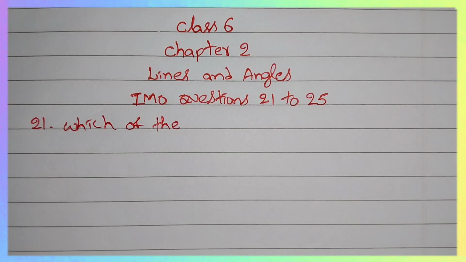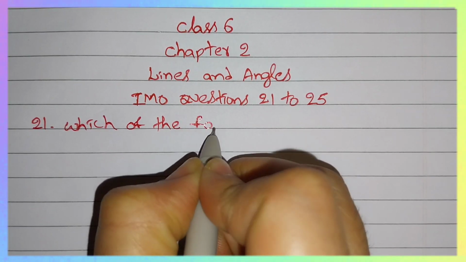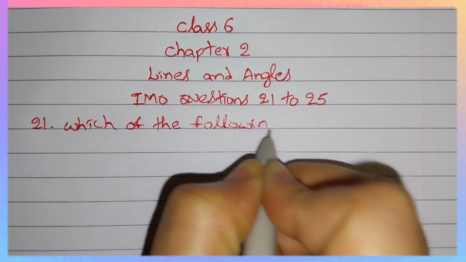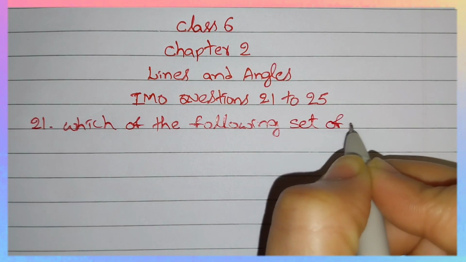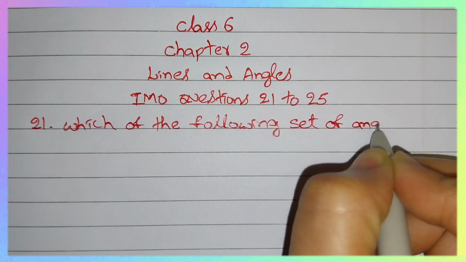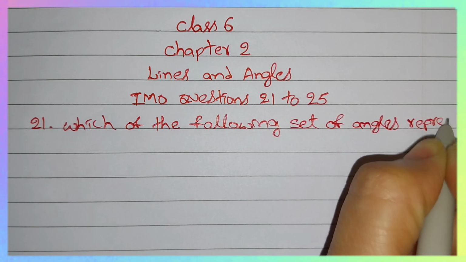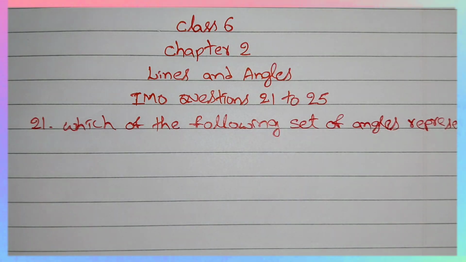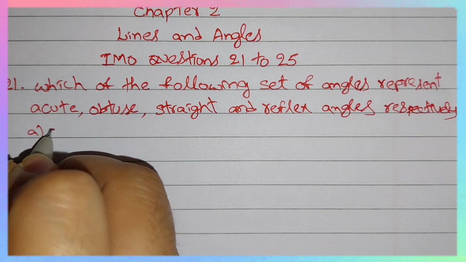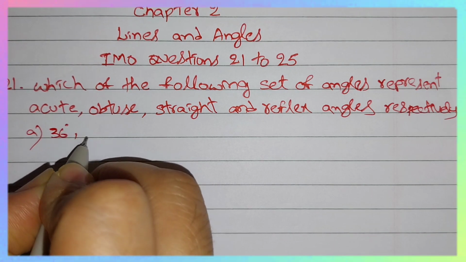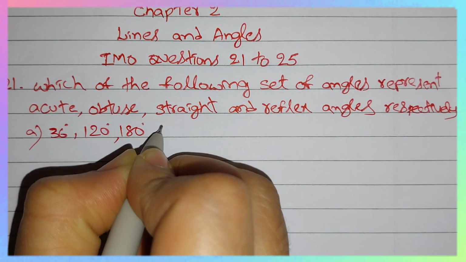In the last video I explained questions 15 to 20 from chapter 2, lines and angles, based on Olympiad level questions. In this video we will continue from where we left off and solve questions 21 to 25 with a clear explanation. So the 21st question is, which of the following set of angles represent acute, obtuse, straight and reflex angles respectively? They gave four options.